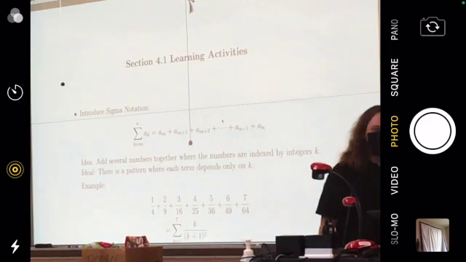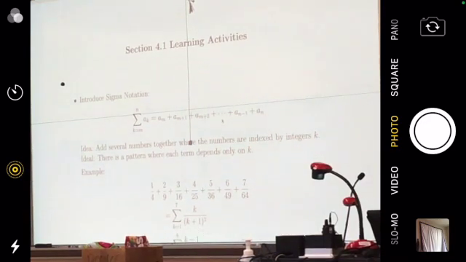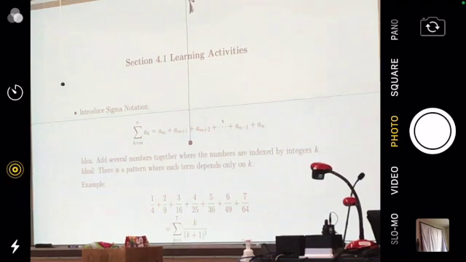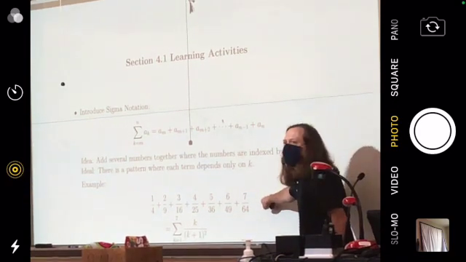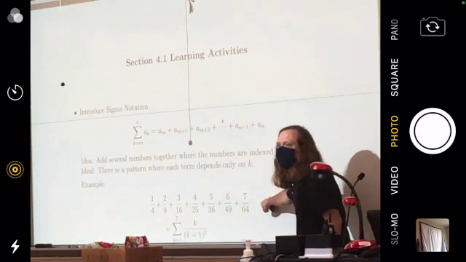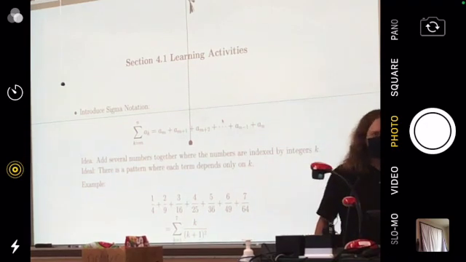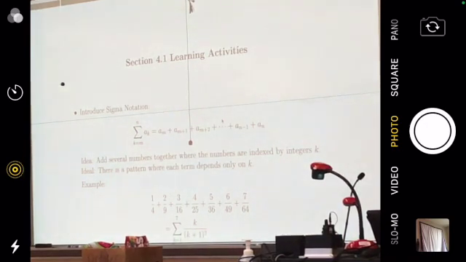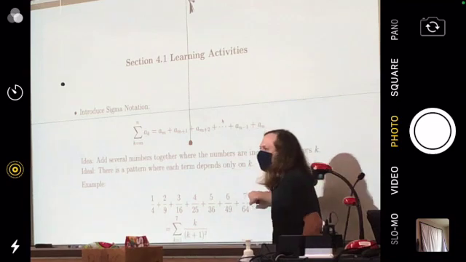The other goal is, can we use this notation to write something that's simple? So let's say we had this list of numbers we're adding together. What's the pattern? What happens in the numerator? I just add 1 every time. So how many terms do I have? 7 terms. So the easiest way for the pattern would be to start at index 1 and go to index 7, and just count them off 1 through 7.